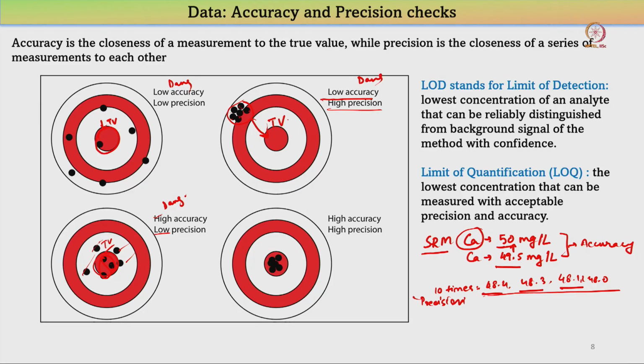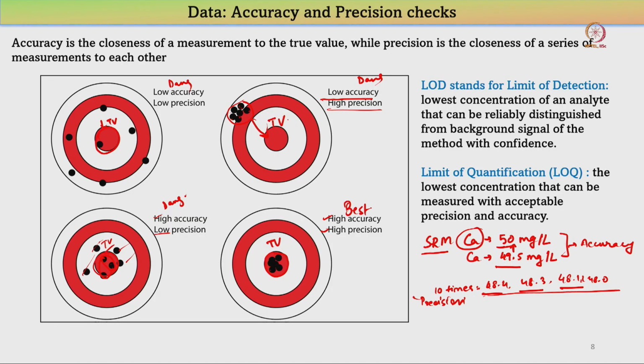The best case is when you have high accuracy and high precision. That means however many times you measure, the values will fall inside the true value circle and will be very close to each other. So this is the best scenario.